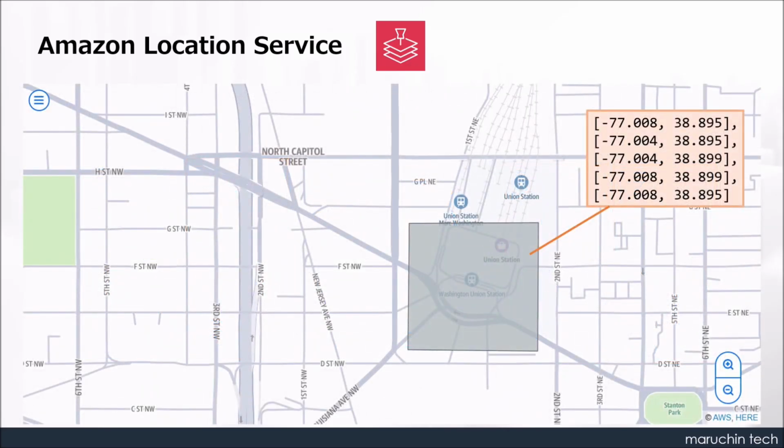For this demonstration, as shown in this diagram, I will create a rectangular geofence around the Union Station in Washington, D.C. Once created, we will associate our tracker to this geofence collection so they can work together.